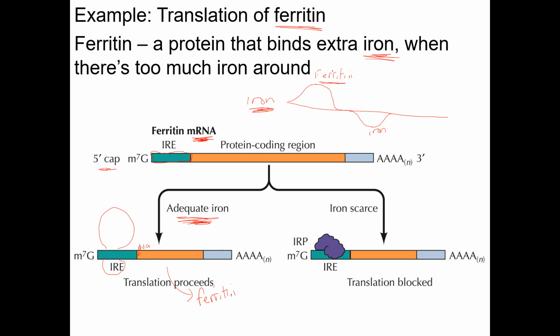Okay, the ferritin will take down the amount of iron. Let's say, though, that iron is scarce. Let's say you don't have much iron. That would be this case right here. There is something called an iron response protein. The iron response protein will bind to the iron response element.